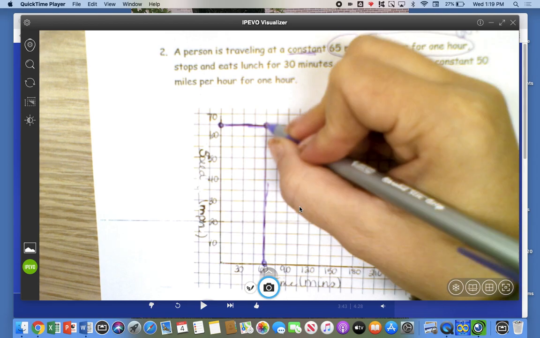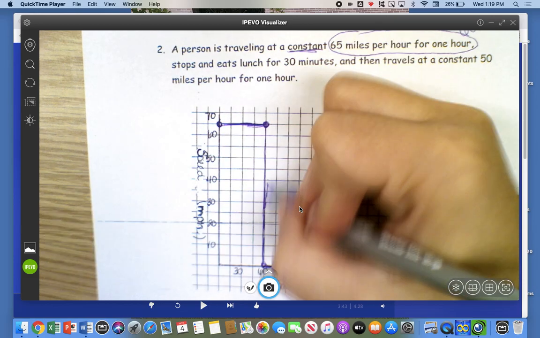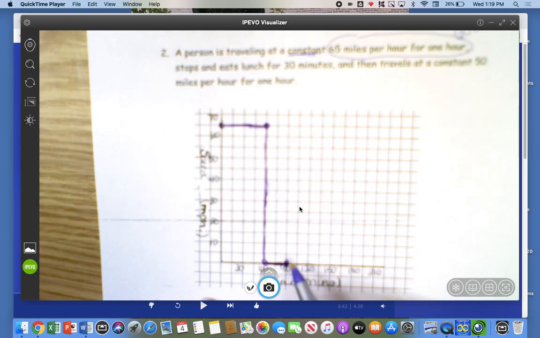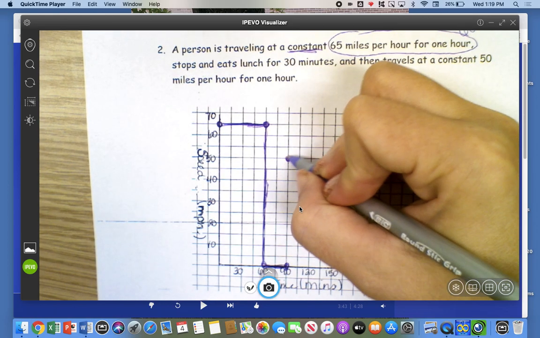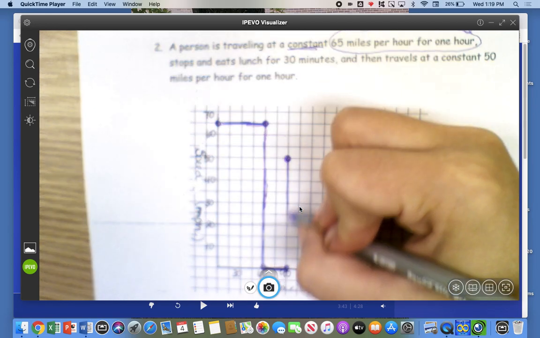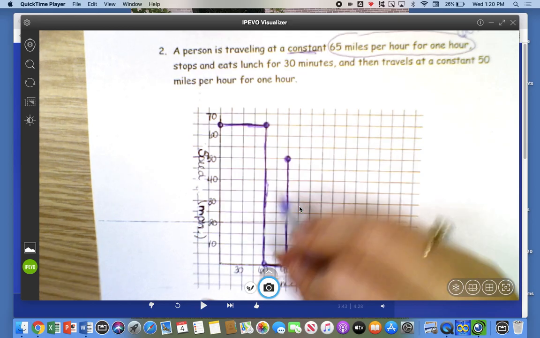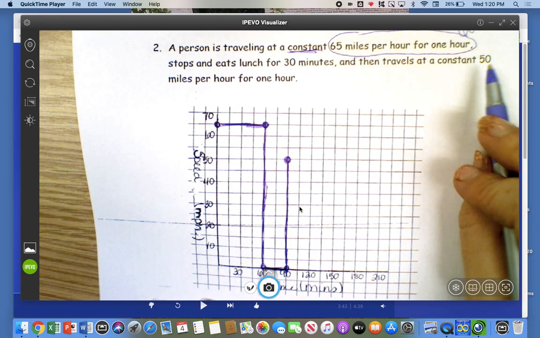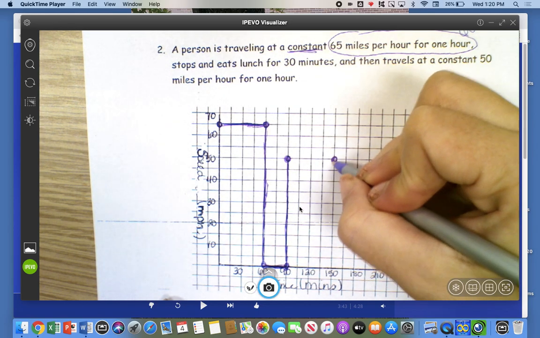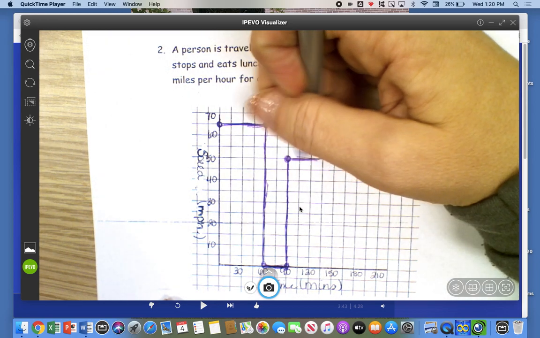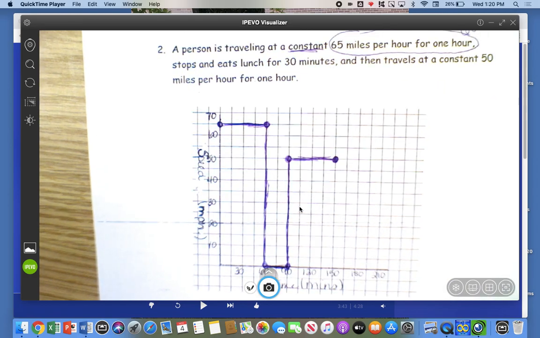Alright, and we're going to have a 30-minute lunch break, so we're going to stay here at this 0 for 30 minutes. And then we're going to travel at 50 miles per hour for an hour. So we're going to go back up to 50, because you got to think, it's just seconds to get a car to stop and start. So we're still going to be at that 90-minute mark. And then we're going to stay at 50 for an hour. So this is 30 minutes, 60 minutes. And then it doesn't tell us to stop, so we would just leave it like this.